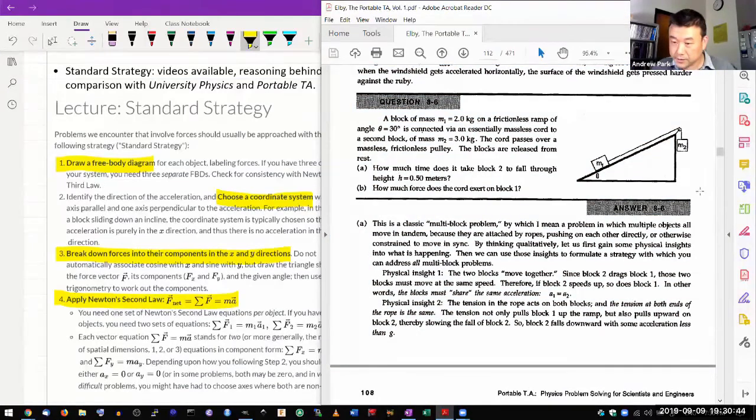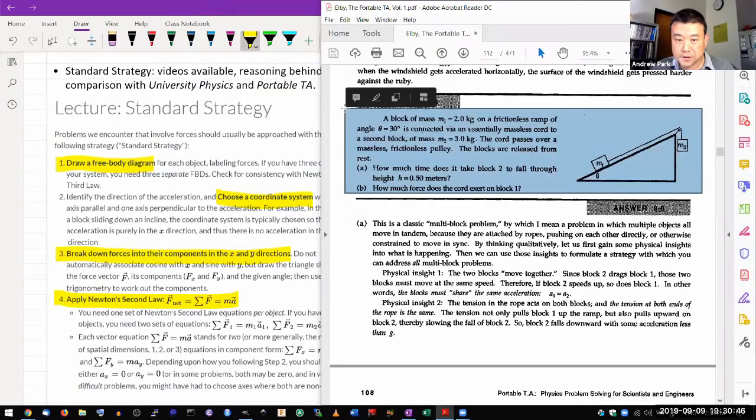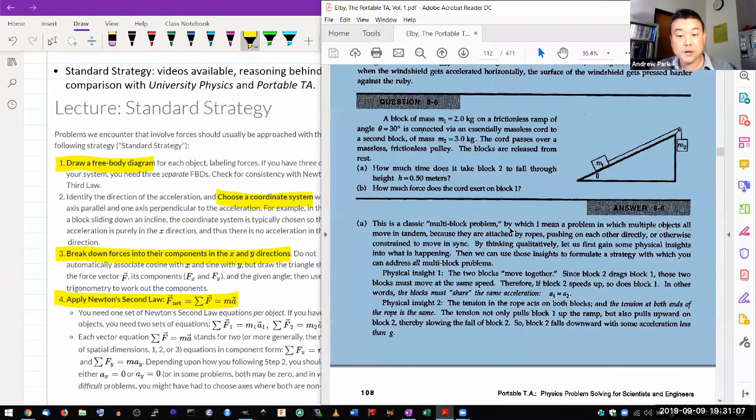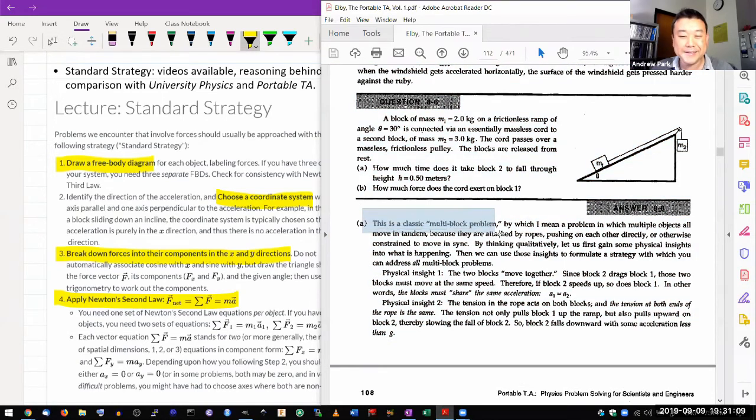And it actually deals with a situation that's quite a bit similar to the question that you are dealing with in your lab, with a bit of a special modification in that the theta is equal to zero for the situation in the lab. But otherwise, it's dealing with the two blocks connected by string, so it's quite similar. So, as it says, this is a classic multi-block problem.